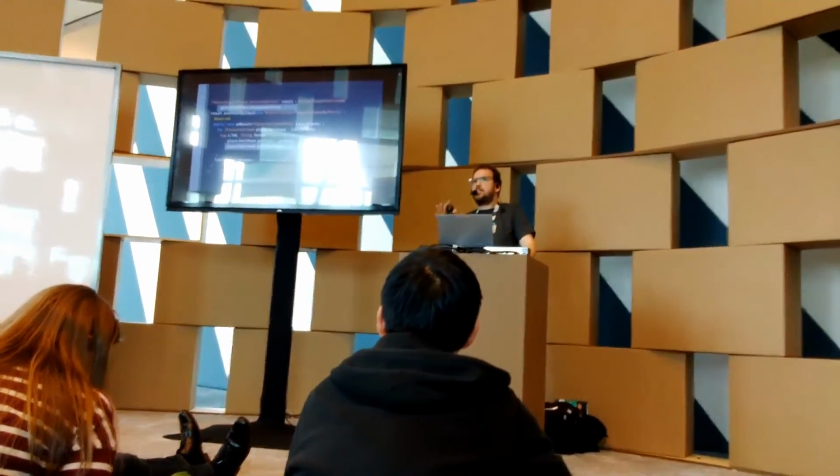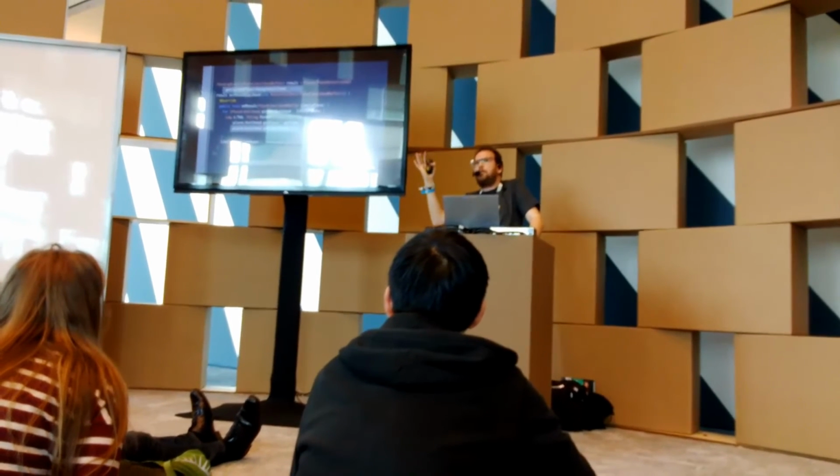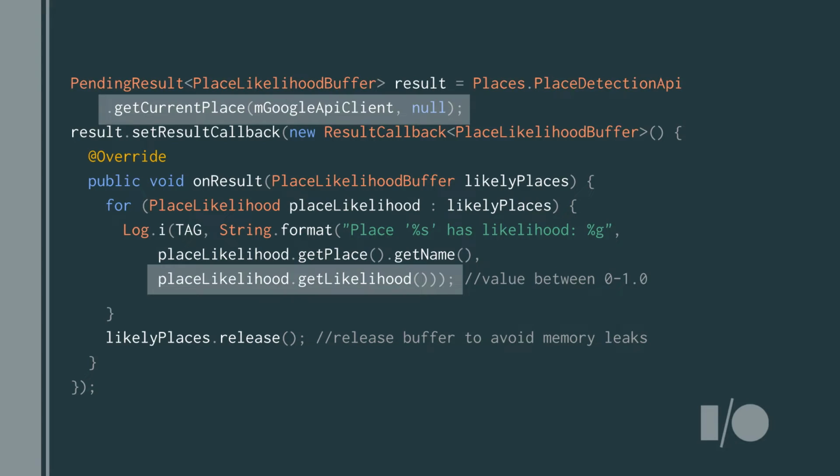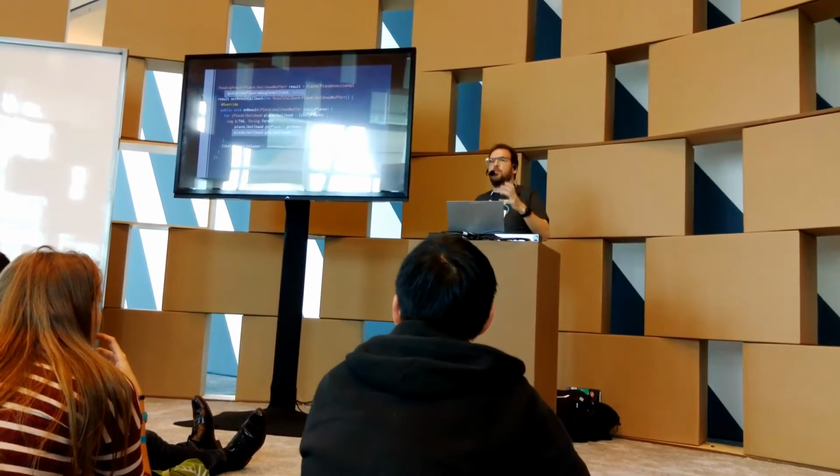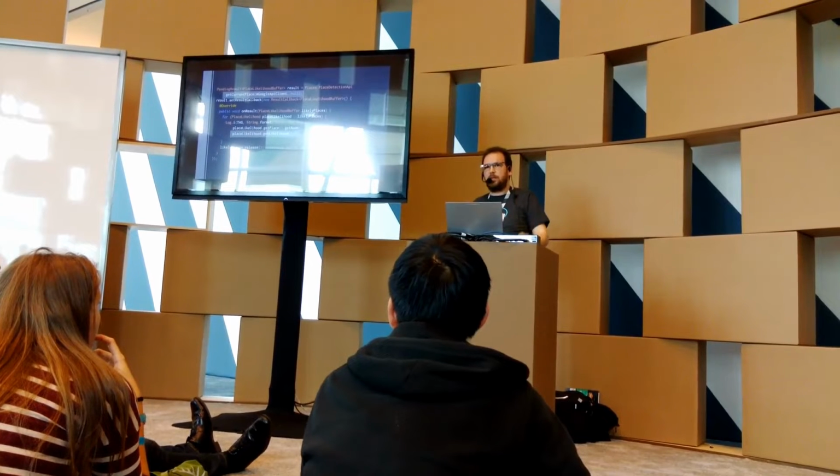Keep in mind that this number might not sum up to 1, because the sum of all the percentages could sum up to 1, but if it's really unlikely, you only get 0.01%. So it might not sum up to 1, but it is really good because most of the time you get the actual place of the user.